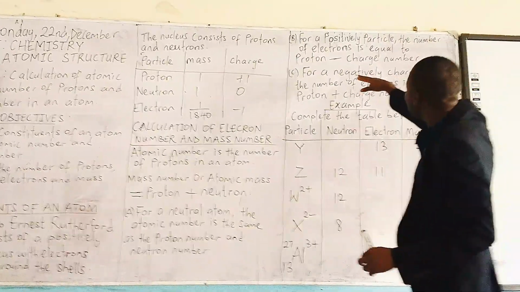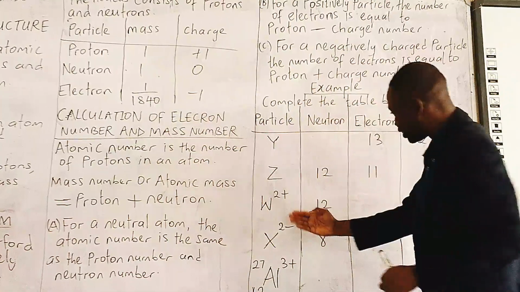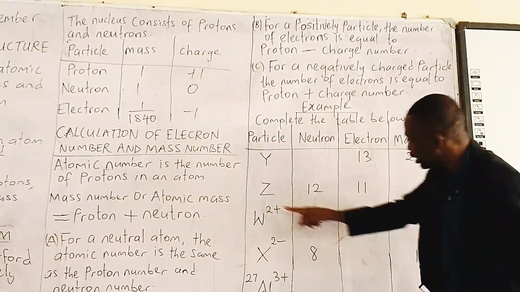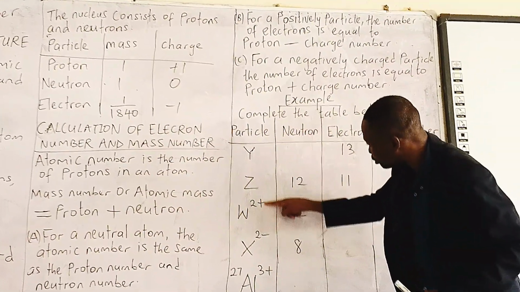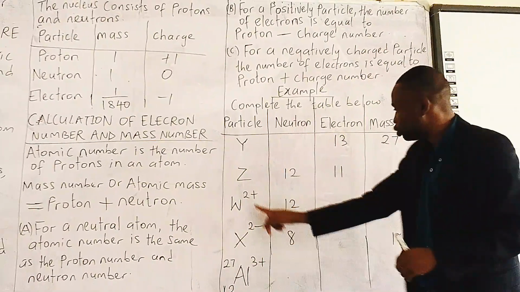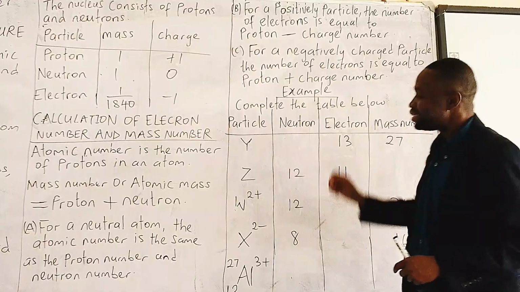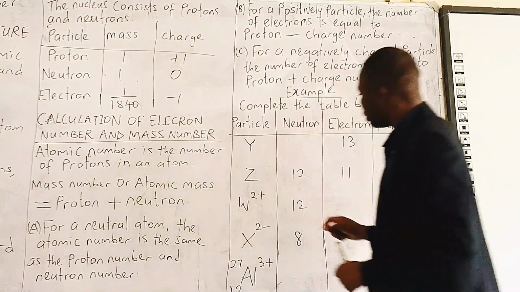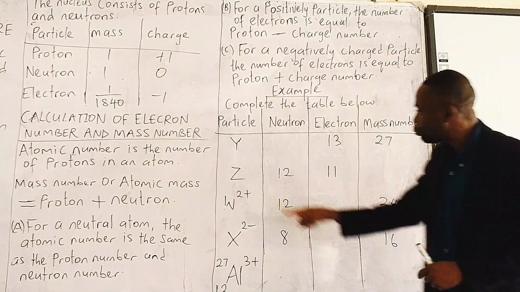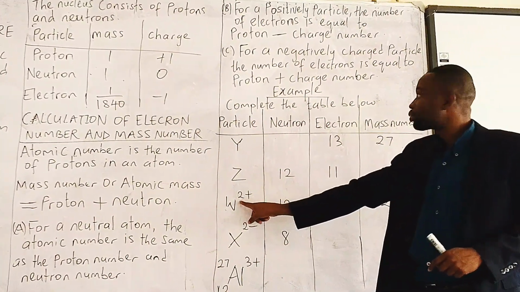But when we come to a positively charged particle, this is an example, W2+. You can see this 2+, it shows that this particle is positively charged. Now for this particle, the number of electrons is equal to the proton number minus the charge number.